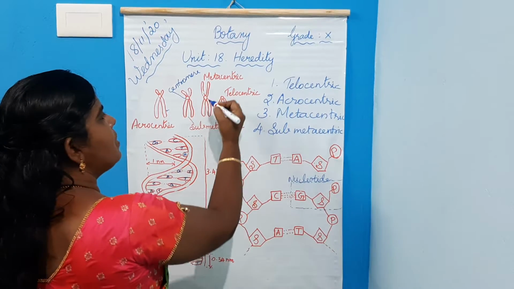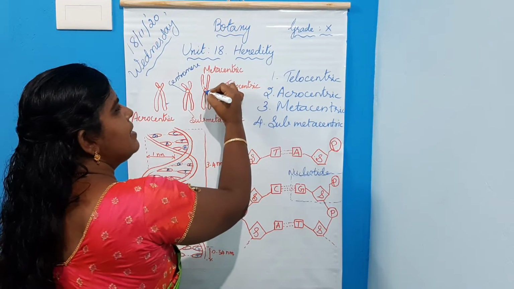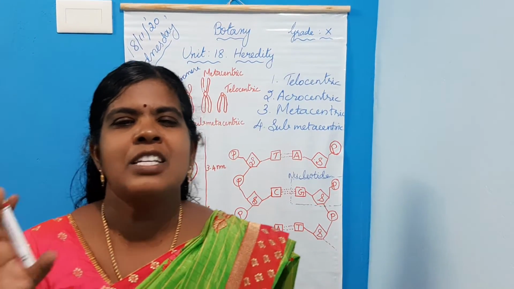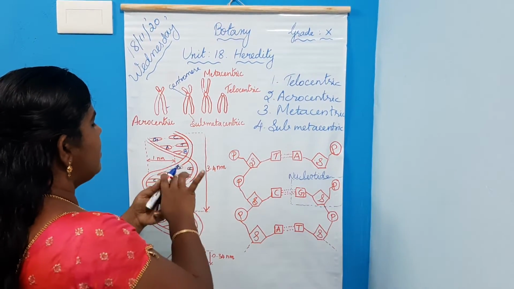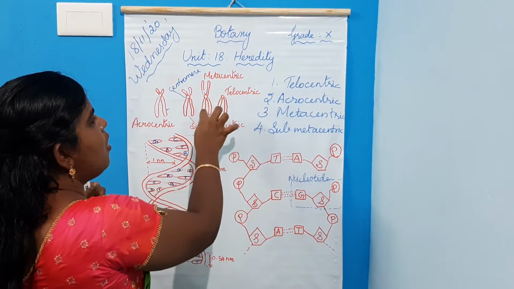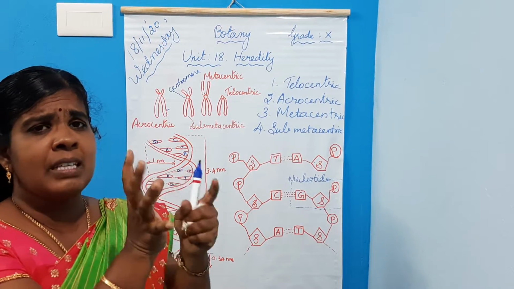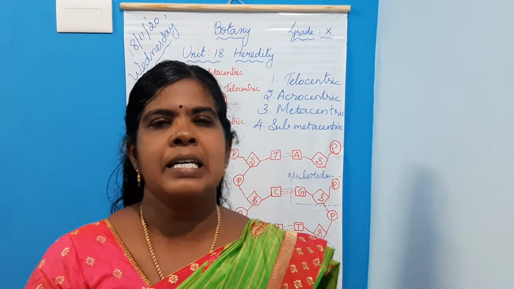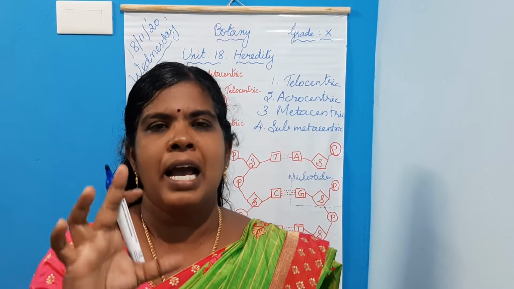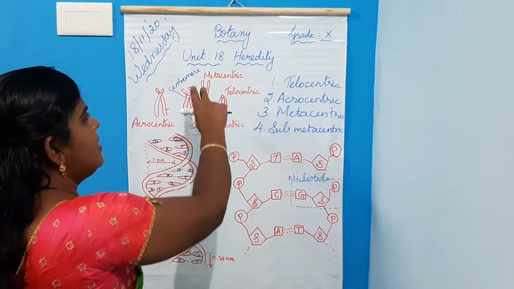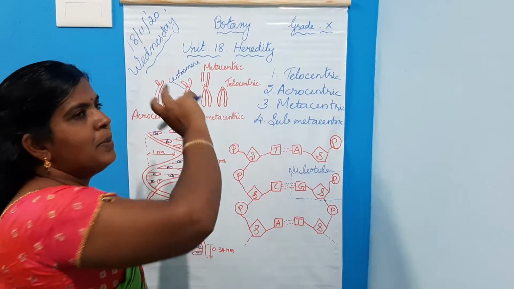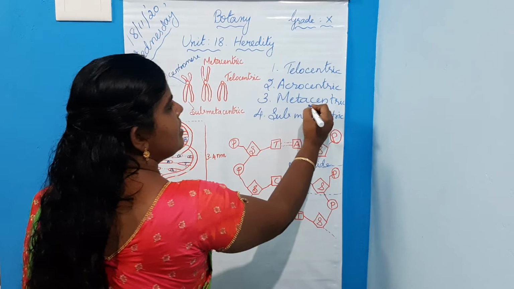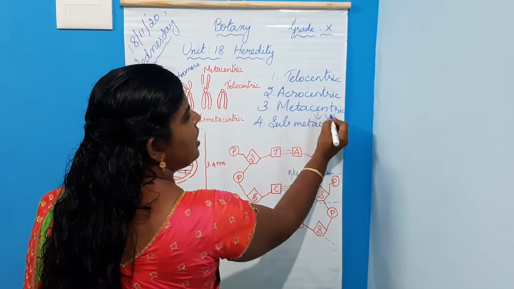Next, what is this? Metacentric chromosome. In the metacentric chromosome, the centromere is present in the center of the chromatids, near the center of the chromosome. These two arms are equal, isn't it? So in metacentric chromosome, the centromere occurs in the center of the chromosome and forms 2 equal arms. So it is metacentric. Metacentric chromosomes are V-shaped chromosomes.